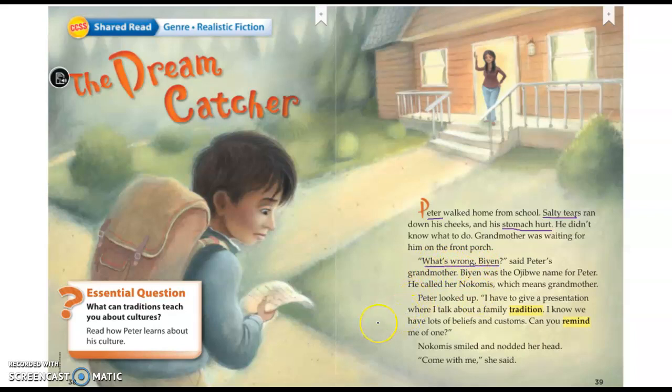What is Peter's problem? So, Peter has to give a presentation about a family tradition. And he doesn't know any family traditions. So that's what's making him upset.